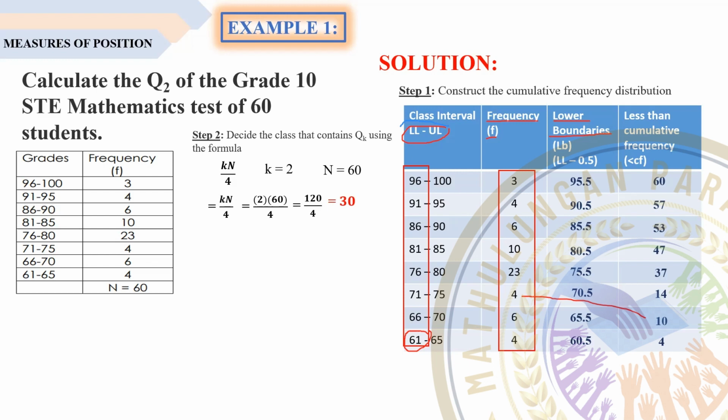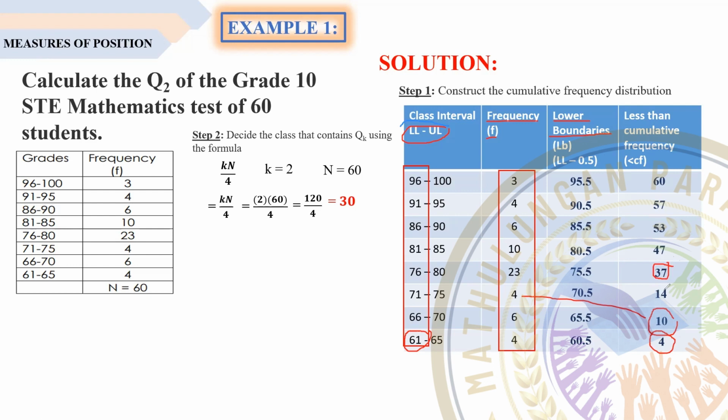So, ngayon, yung nakuha nating value sa step 2 na 30, hahanapin natin ito ngayon sa fourth column or what we call the less than cumulative frequency. Okay. So, kung titignan natin, yung 30, magsisimula tayo dito sa 4, hindi siya pwede dito sa 4. Sa 10, hindi rin siya pwede sa 10. Saan natin makikita ang 30 o saan napapaloob yung 30 sa ating less than cumulative frequency? So, makikita natin siya sa 37. Dito siya nakapaloob sa 37.